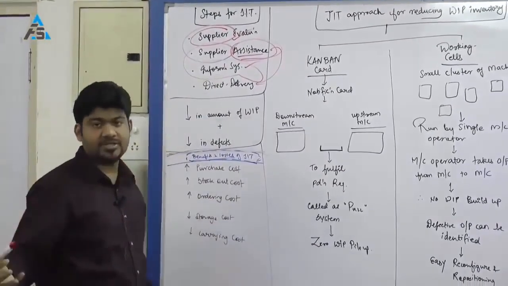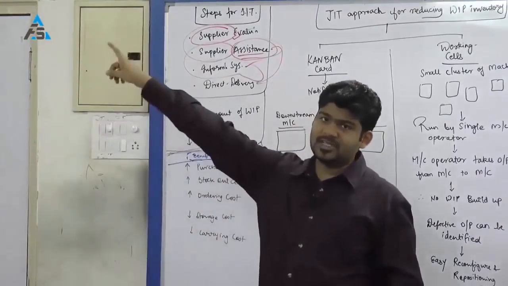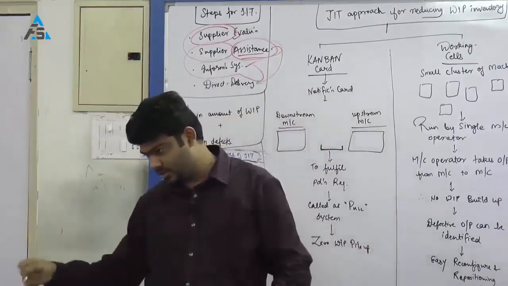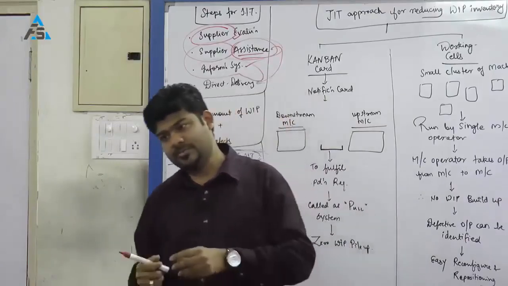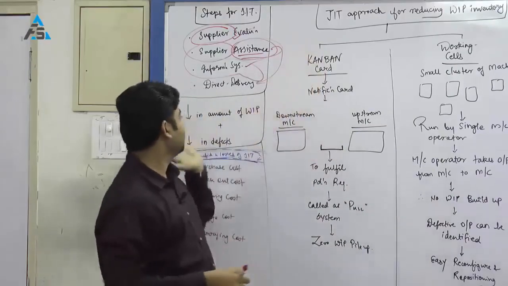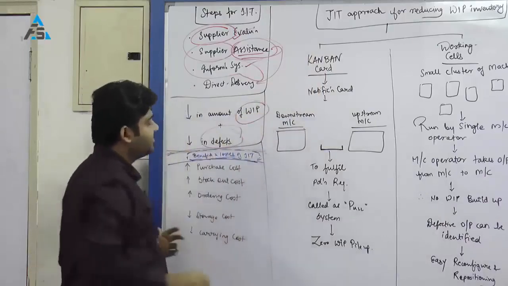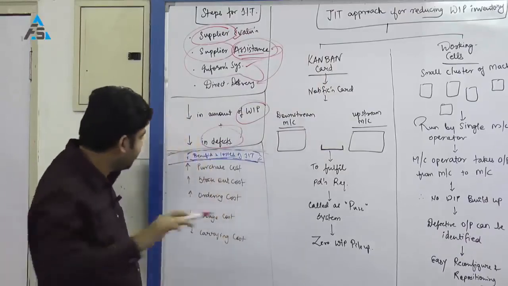Related hai. So I will send my executive to the supplier, supplier ke godown mein jaake cross check kar lega, jo maal kharab hai usko bahar, jo acha hai usko bolenge theek hai good to go, delivery kar do, maal pahunch gaya. Usse kya hoga? Decrease in amount of WIP, defects kam ho jayega. I am tension free. You understanding?